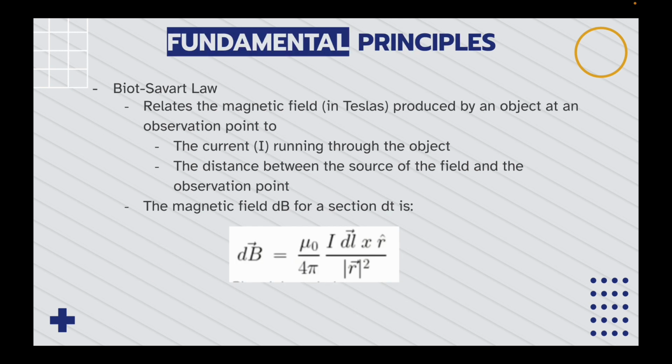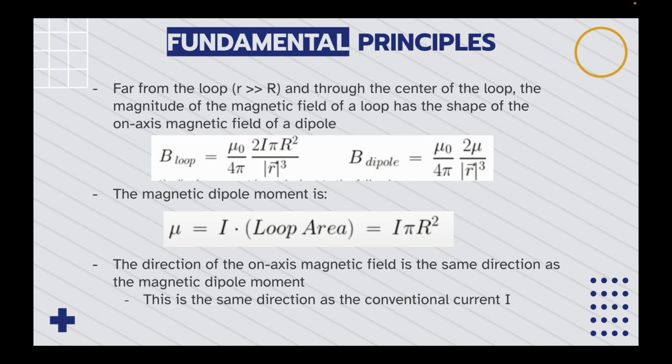For this lab, fundamental principles applied include the Biot-Savart law, which relates the magnetic field produced by an object at an observation point to the conventional current I and the distance r between the object and the observation point. The magnetic field for a small section dl is shown for a loop with current I on the line passing through the loop. Far from the loop and through the center of the loop, the field is similar to the magnetic field of a dipole on the dipole axis.